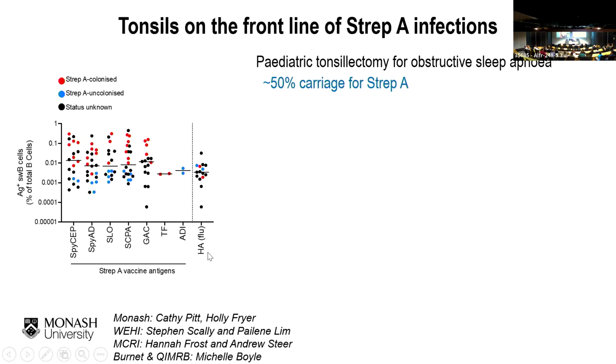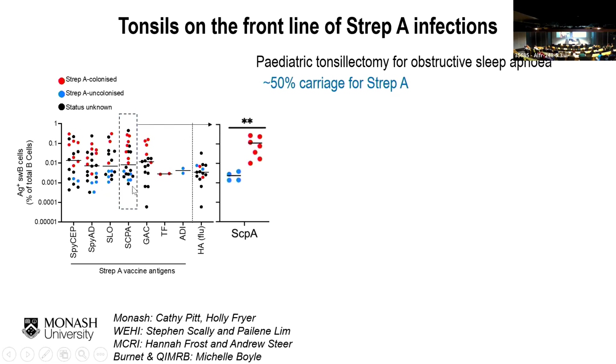So this is very much a work in progress. We're still building up the sample sizes so far, but we have the cohort from Burnet. We actually don't know the strep A colonization status, but from MCRI, we do know whether or not they were colonized. But you can see again, in all of the tonsils we've looked at so far, we can see immune memory against all of these strep A antigens.